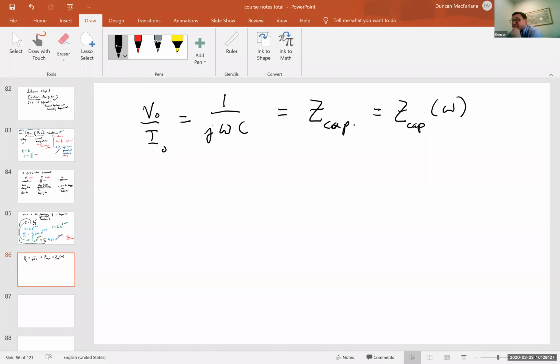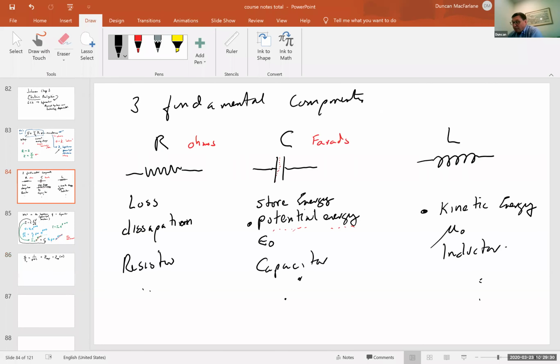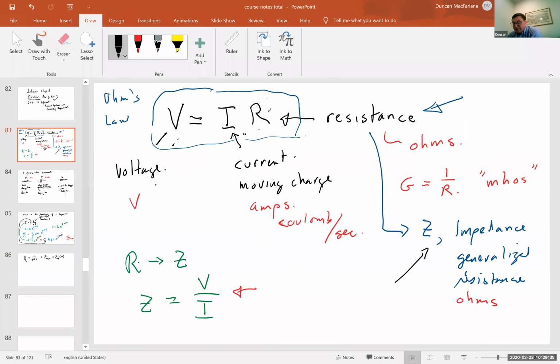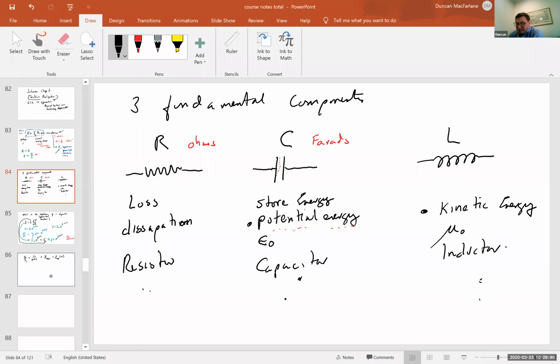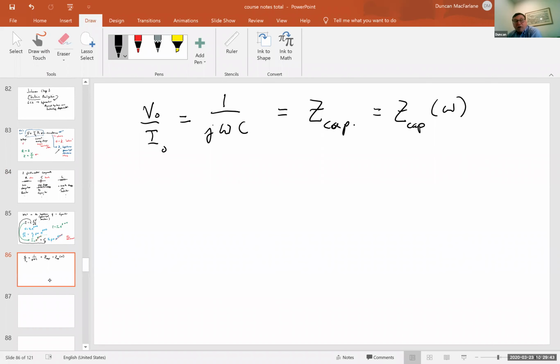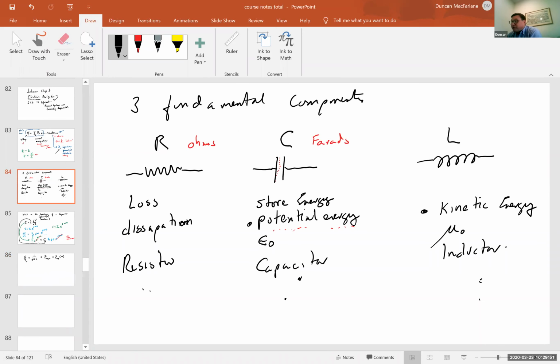Okay? So we have a resistance. V equals IR for the resistance. We have a capacitance, V equals I over j omega C, Ohm's law for the capacitor. And now what we want to do is, what is it for the inductance? And I forgot to tell you this, that the units of the inductance are henries.